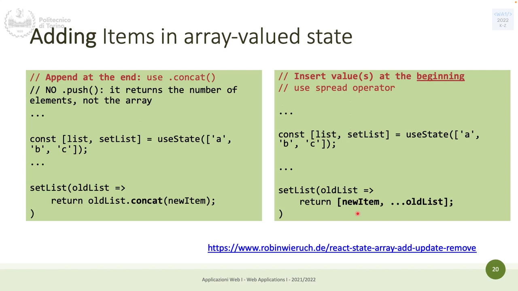But the important thing is to create a new array for the state, maybe starting from the existing one, but without manipulating the existing one, and create a new one with concat, with the spread operator, not with push, and not with other operations that will not give you a new array. Most of the functional methods are good because they already give you a new array for that.